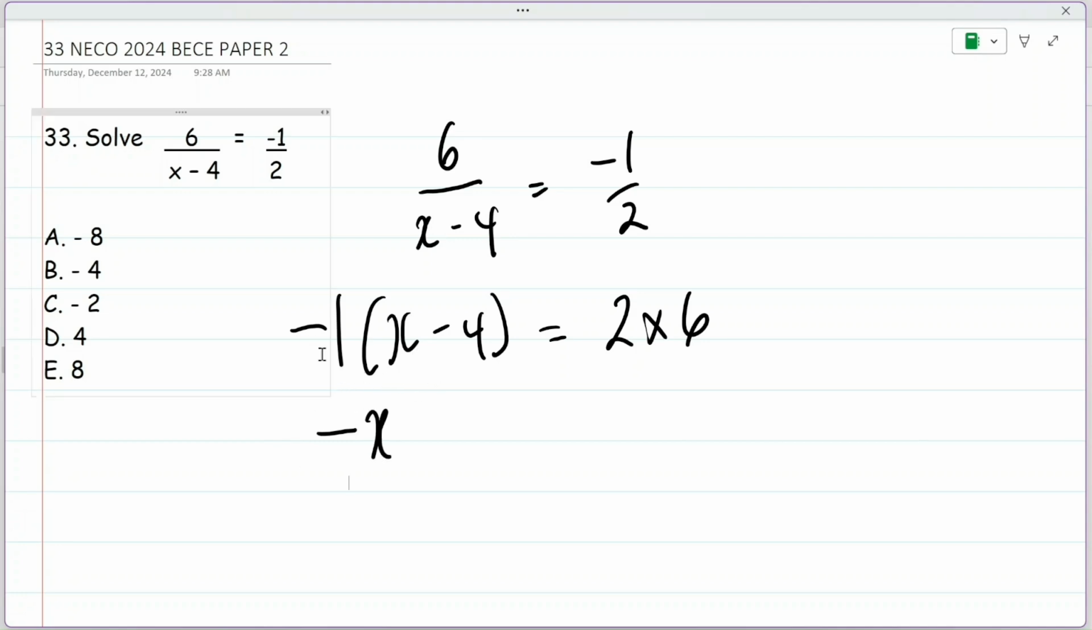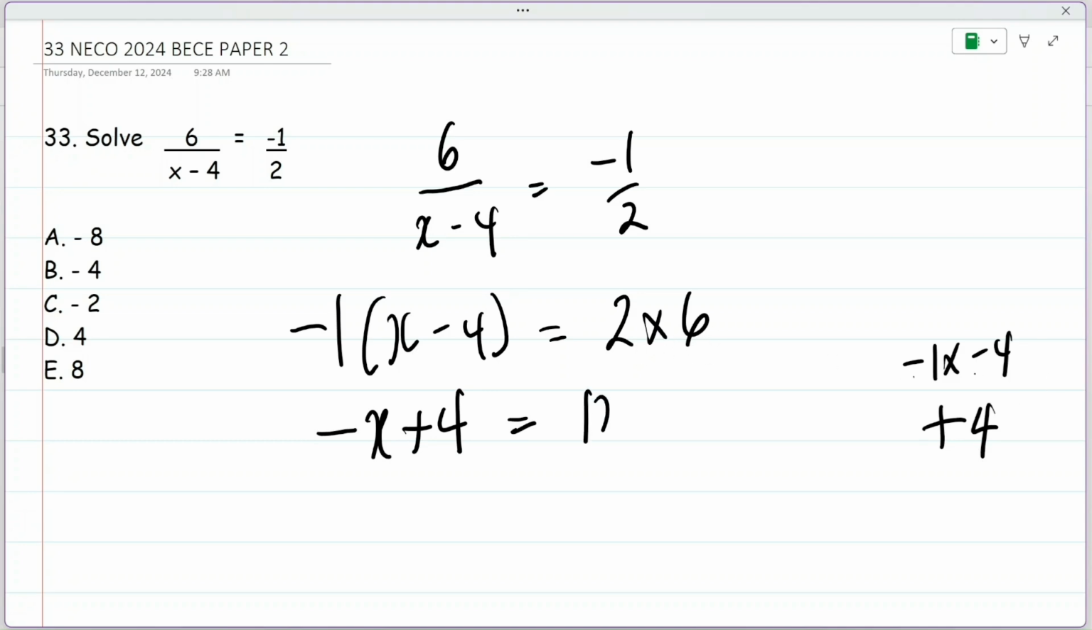Then watch. You have minus 1 times minus 4. This 4 owns this minus. So you have minus 1 times minus 4. Minus times minus is positive plus. Then 1 times 4 is 4. You have your answer of minus 1 times minus 4 as plus 4. So you have plus 4 here. Equals, on the other side you have 2 times 6. 2 times 6 is 12.